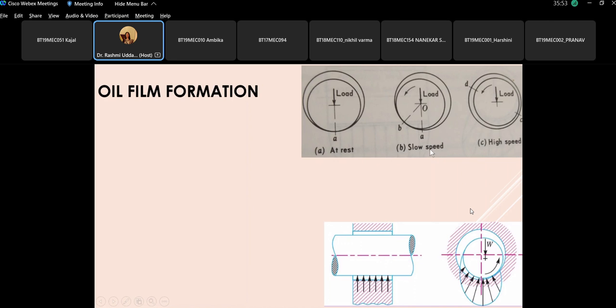The moment it starts rotating at a very low speed, because this area is filled with oil, if it is rotating in the anti-clockwise direction, the journal has a tendency to lift up towards the left. So the point of contact shifts to B, and the moment it gains its full speed, this entire journal will be lifted up towards the right if it is rotating in an anti-clockwise direction. So you can see that a converging film is formed from D to C, which is in the direction of rotation, and from C to D, this is a diverging film.